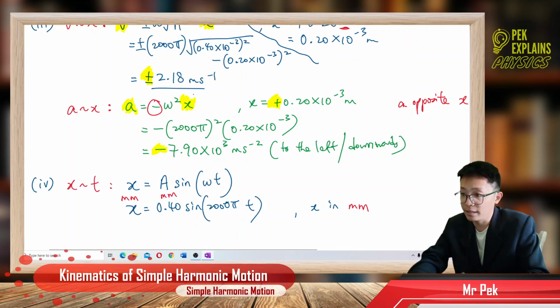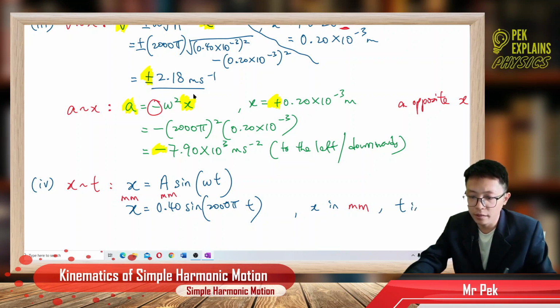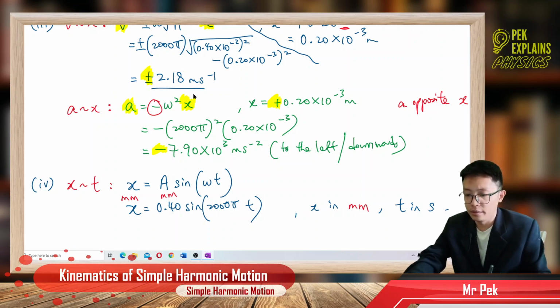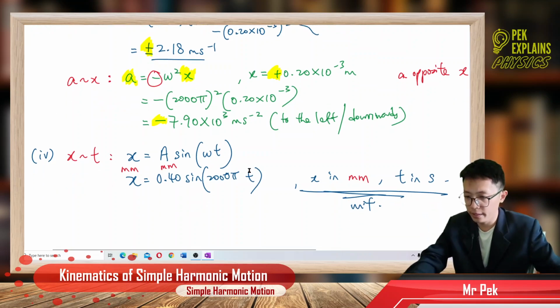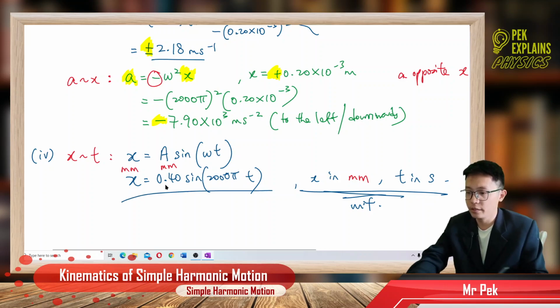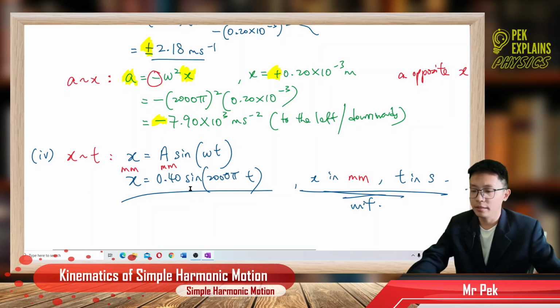You must write the unit. This part is very important, the unit. And then t in second. This one you must write. The unit is very important. Okay, so that's our equation, right? So maybe we can write where x in millimeter, t in second.